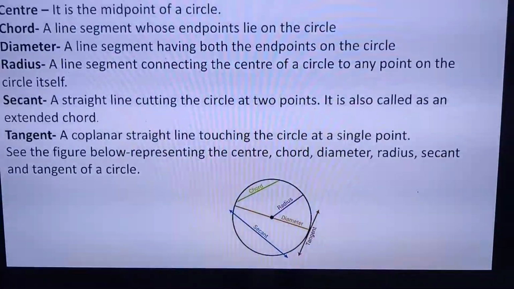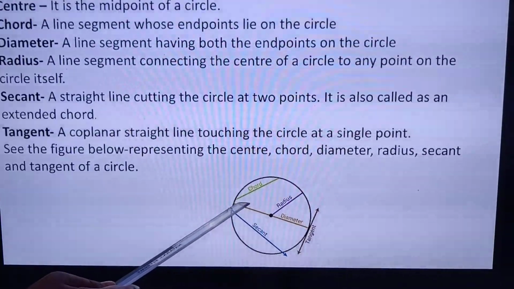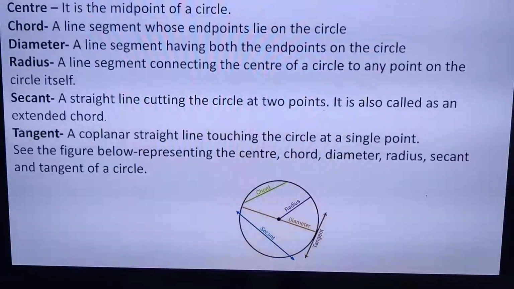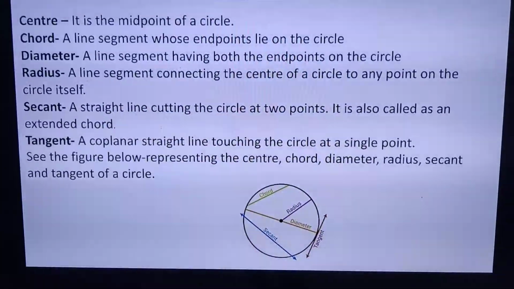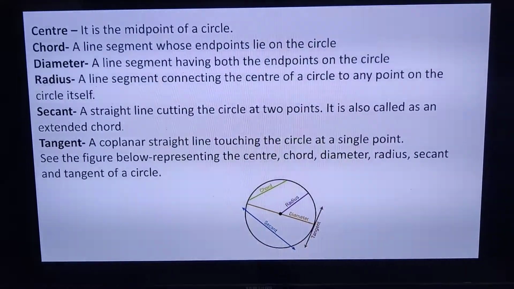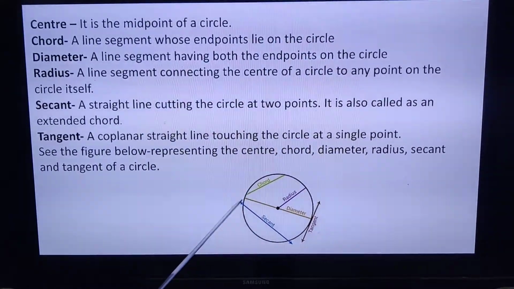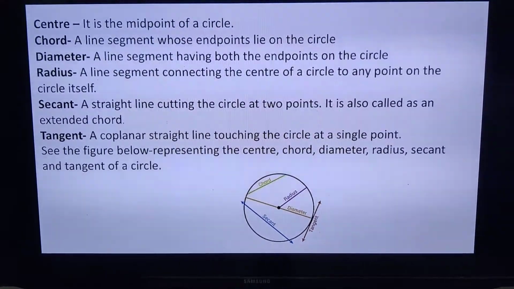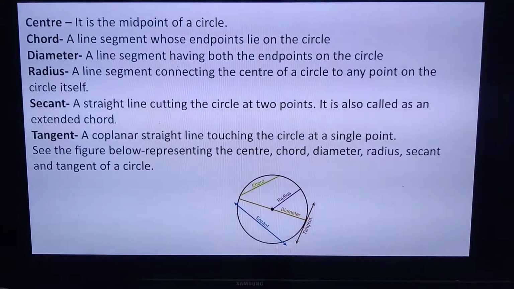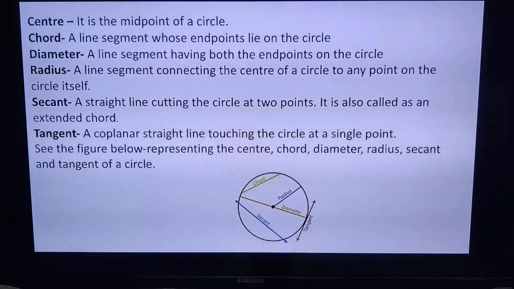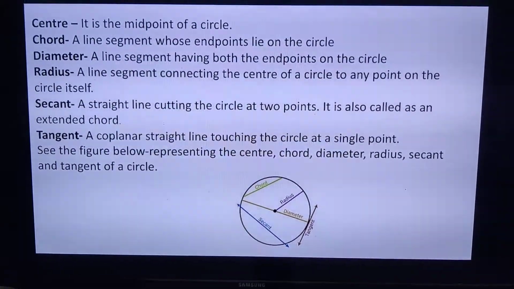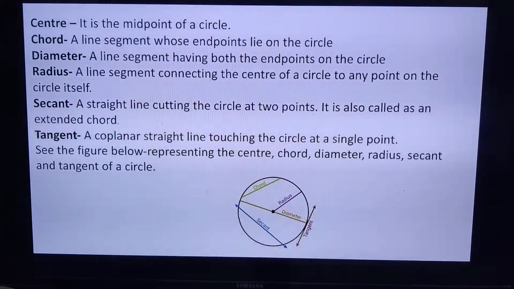Chord. Here it is called a line segment whose endpoints lie on the circle. It is called chord. And diameter. This is diameter. A line segment having both endpoints on the circle and passing through the center of the circle is called diameter. Diameter is double the radius. D is equal to 2r.